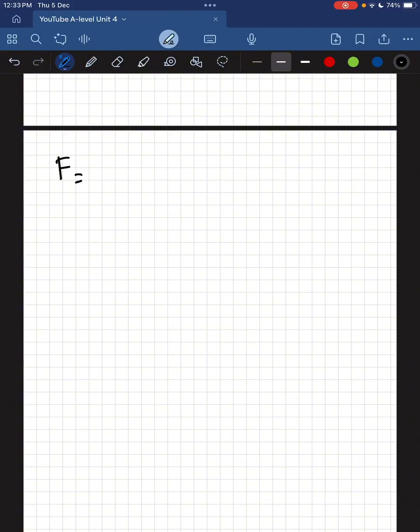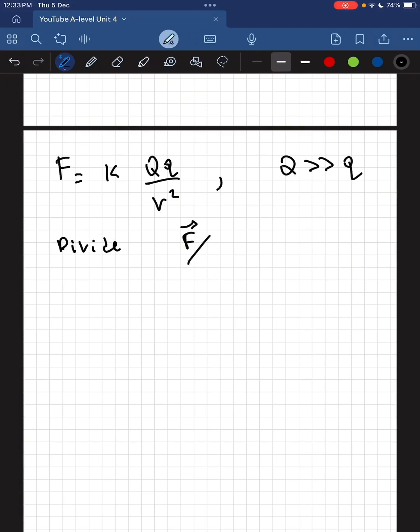So F is just Coulomb's force, which is equal to k big Q small q over r squared, where it is implied that Q is much larger than small q. Okay, again, whenever I use the larger than symbol twice, I mean that this quantity is much larger than this quantity. Now let's divide. So let's divide F by the small charge q. Okay, so this is now a definition.